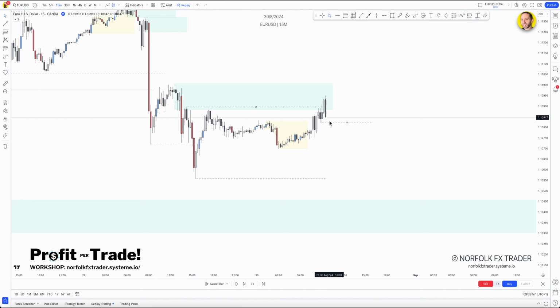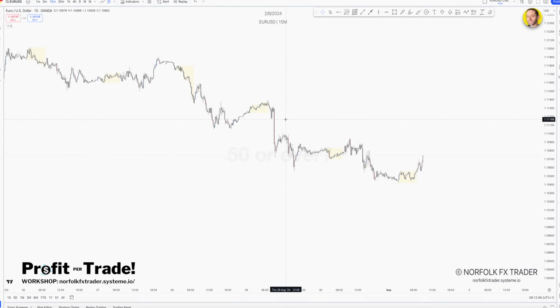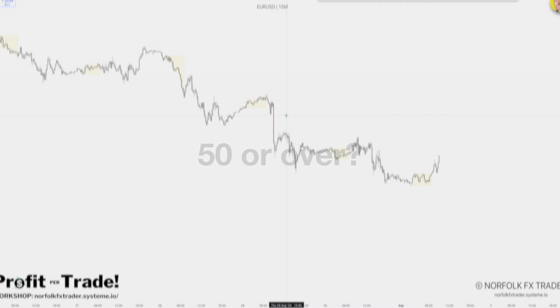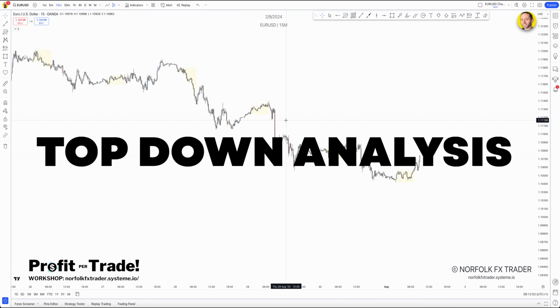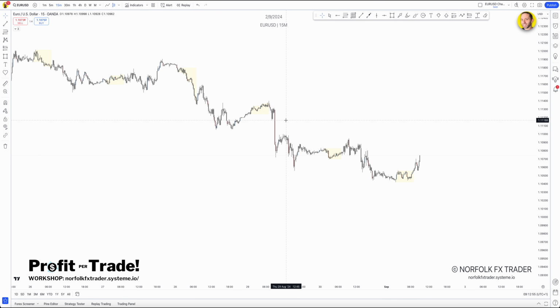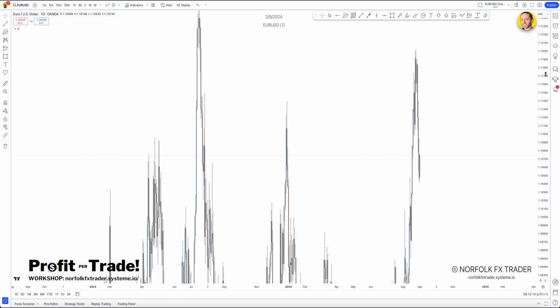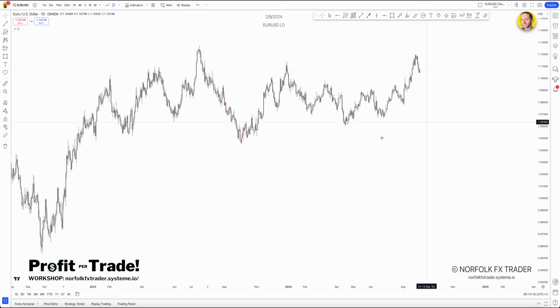What we need now is another push through this level, and we have a new supply to sell from. If you're 50 or over and you're struggling with a top-down analysis to create that financial future for yourself, I'm going to go through current previous price to show you how you can use a top-down analysis from a daily, on the USD pair down to a 15-minute entry this past week.